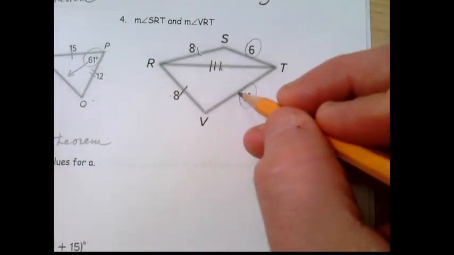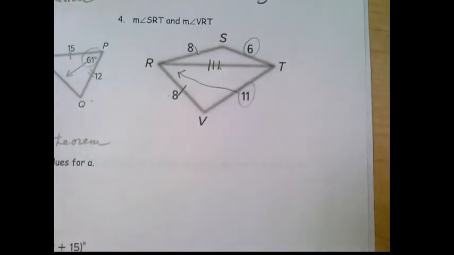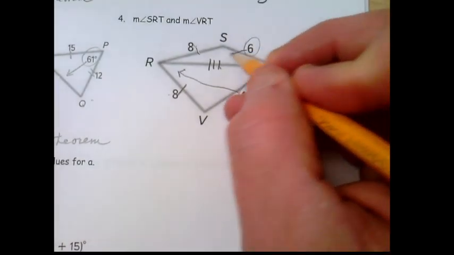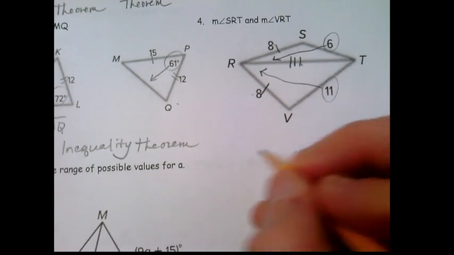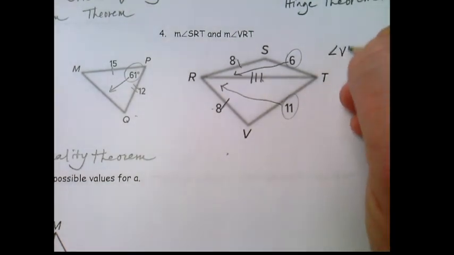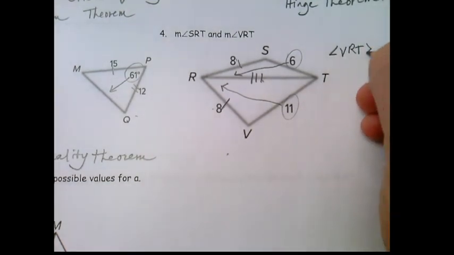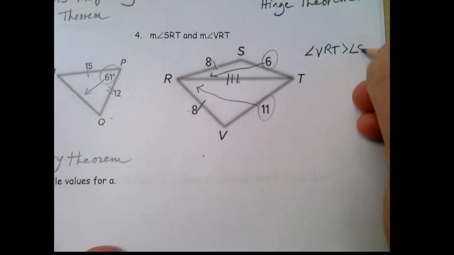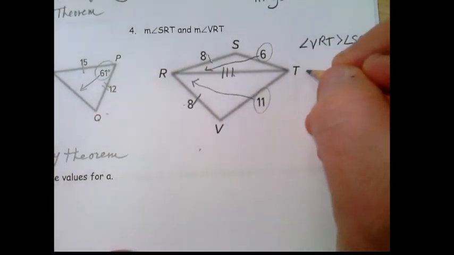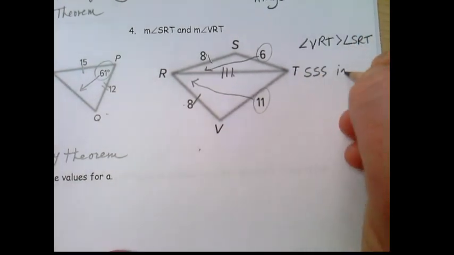Well, the included angle over here, the one between the two congruent sides, must be greater than the included angle over here. Okay, so I'll put down that angle, let's see here, angle VRT is greater than angle SRT. And like I said, I like the side inequality theorem.